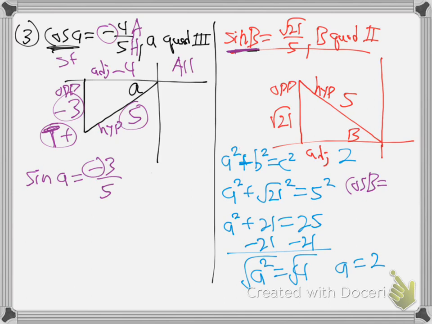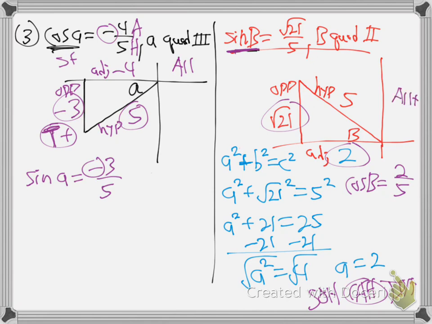Cosine is adjacent over hypotenuse, right? SOHCAHTOA. Cosine is adjacent over hypotenuse. 2 over 5. Now double check the sign, right? Very important to double check the sign. You don't want to get that wrong after all this good work. Wouldn't that be a bummer?